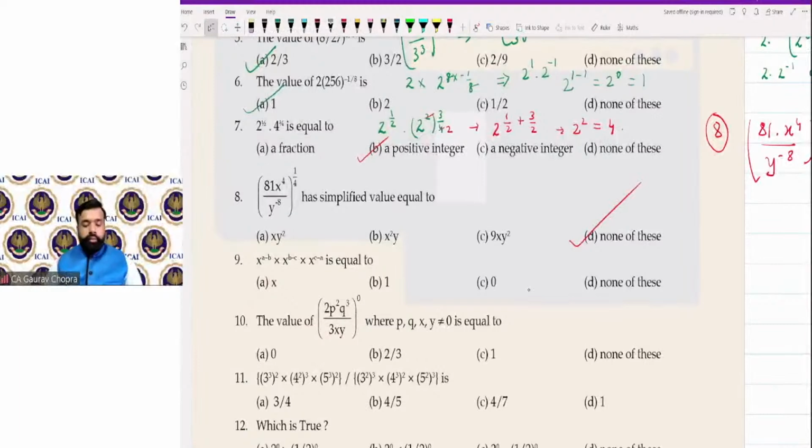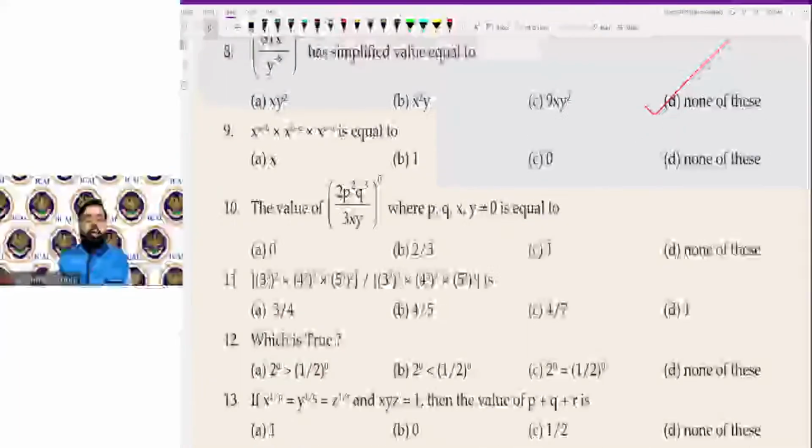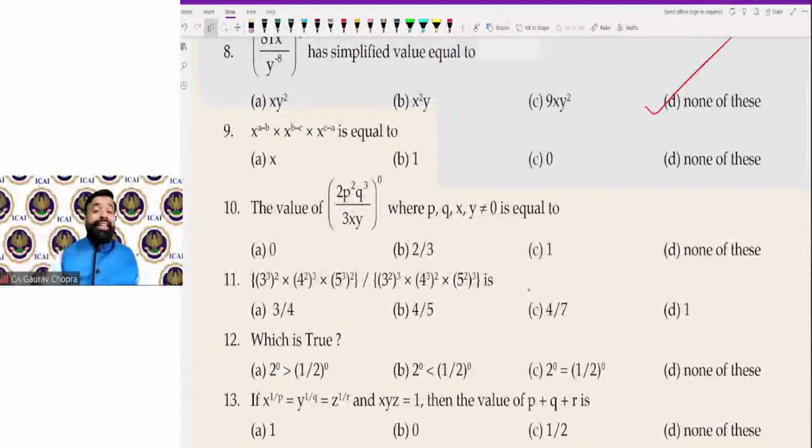All right. Now comes question number 9. Now, everywhere the base is the same. The base is x, x, and again x. So whenever the base is the same, you can add the powers. So let's simplify. x to the power of a minus b plus b minus c plus c minus a. Now you can see that a is positive as well as negative, b positive, negative, c positive, negative. So all the powers are getting cancelled.